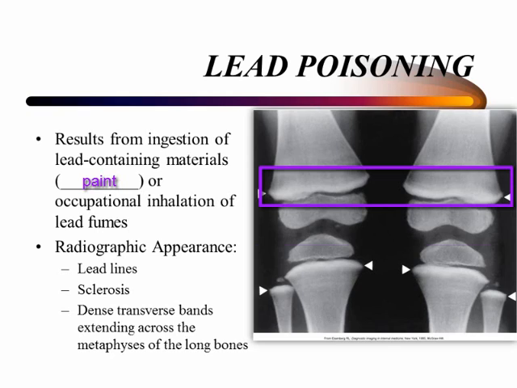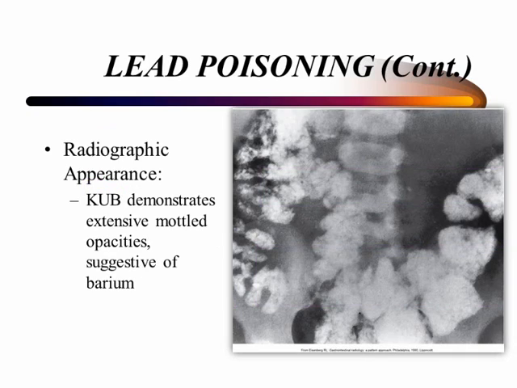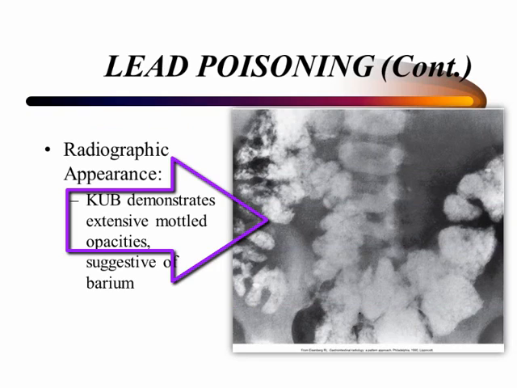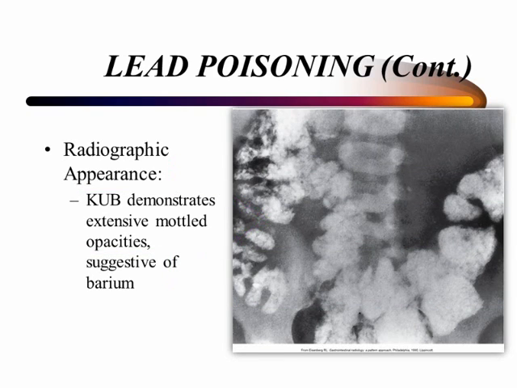This results in the classic lead lines, which are dense transverse bands extending across the metaphyses of the long bones and in the margins of the flat bones, such as the iliac crest. In young children who eat lead-containing paint, plain abdominal radiographs, or KUB, may show extensive mottled opacities that are suggestive of intestinal barium, even though no contrast material had been administered.